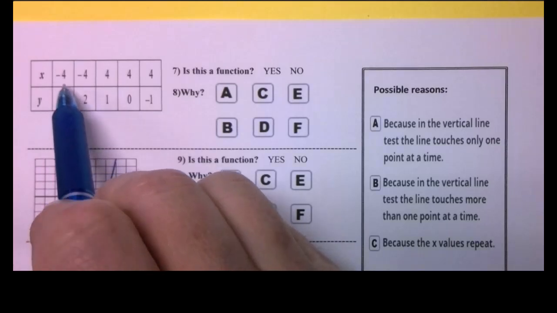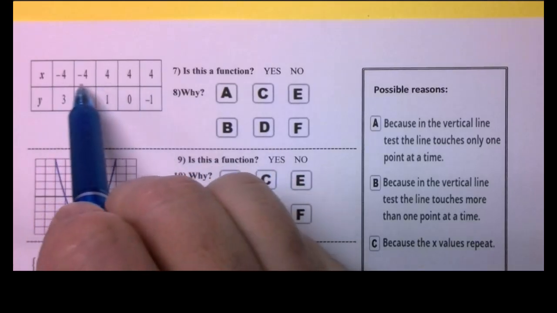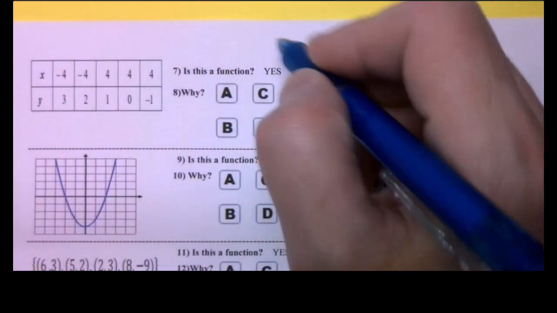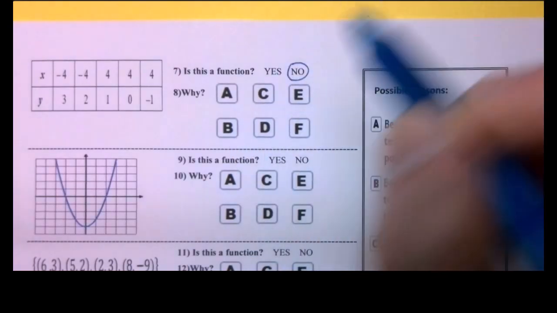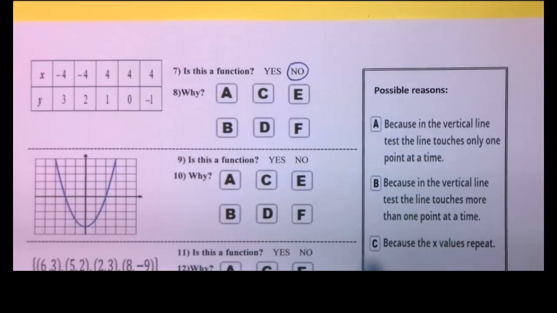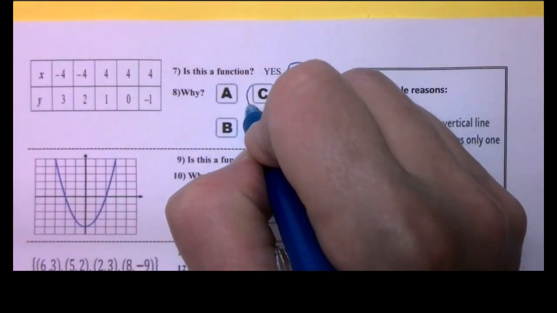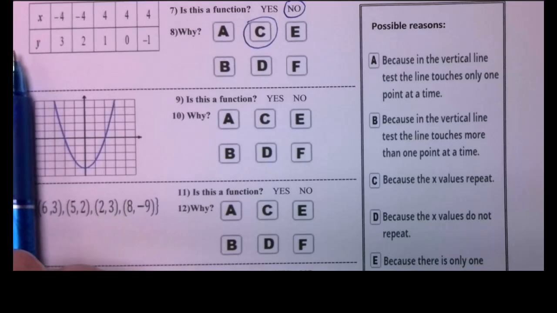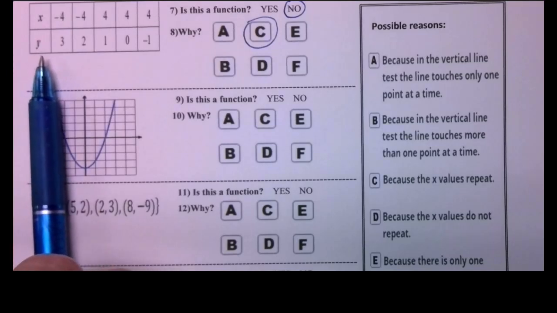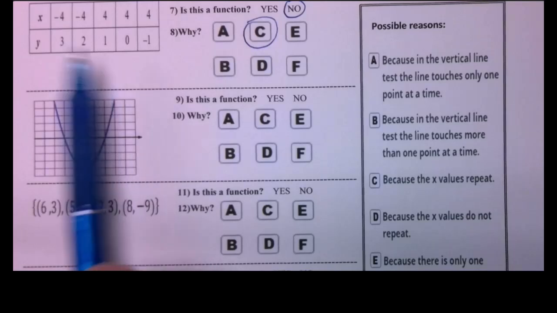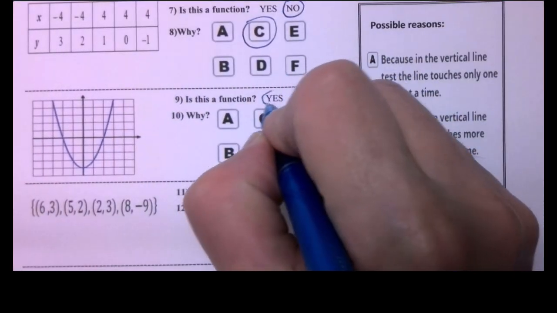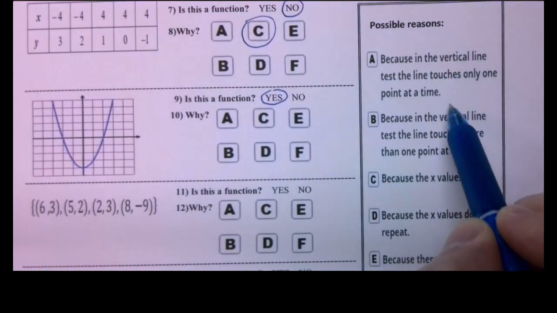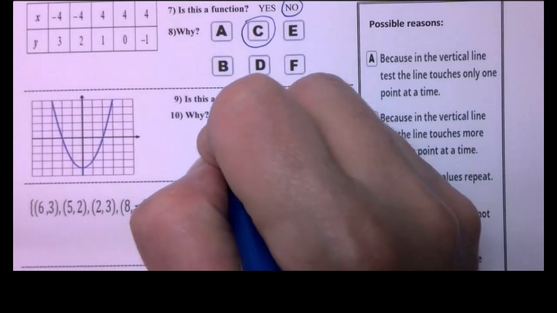Okay, check if you did it right. So right here I have a table, and I see the x value is repeating, so therefore it's not a function. And the reason I know it's not a function is because the x value repeats, so then it would be letter C. The next one, I have a graph, so I'm going to use the vertical line test. I'm going to move my pencil from left to right. And if I notice, I'm only touching one point at a time, so yes, it is a function. And with a graph, we're looking for the vertical line test, and we only touch one point at a time, so it'd be letter A.